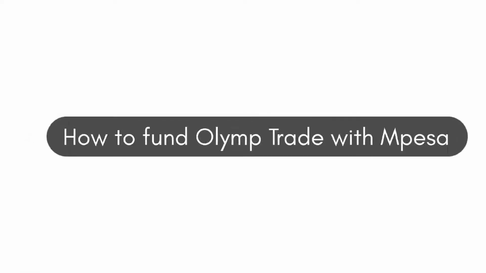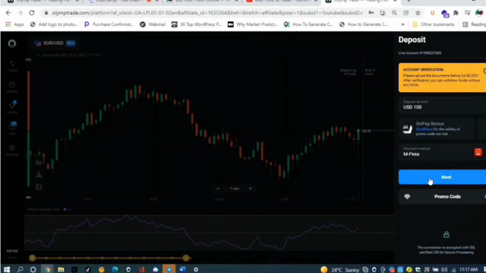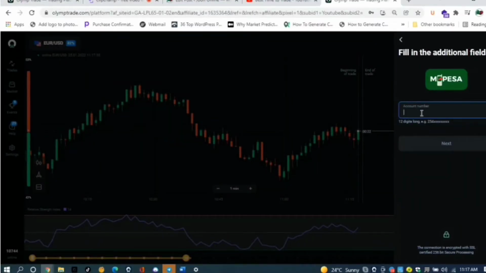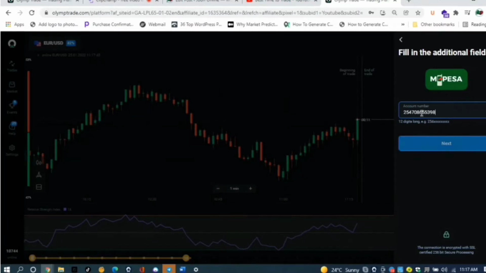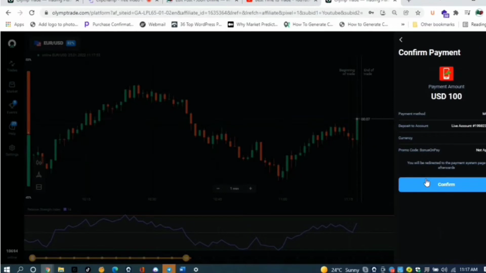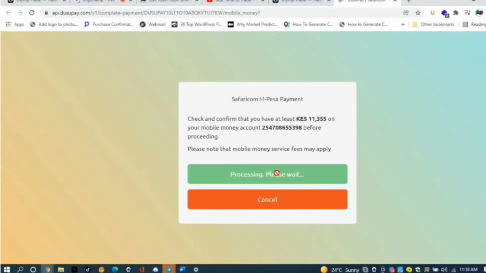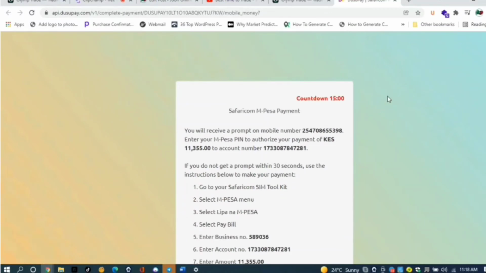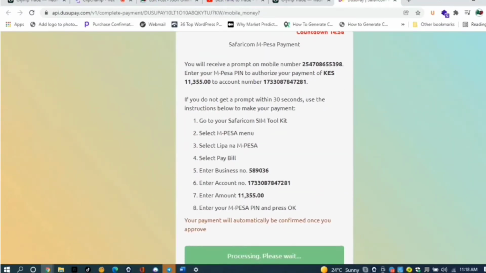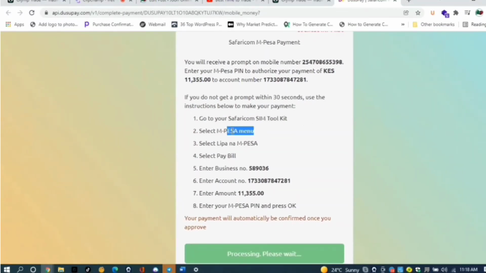Go to your Safaricom SIM toolkit. Select M-Pesa menu. Choose Lipa Na M-Pesa. Select Pay Bill. Enter business number 589036. Enter account number, which will be part of the instructions. Key in the amount, shown in the instructions. Enter your M-Pesa PIN and press OK. Your payment will automatically be confirmed once you approve.